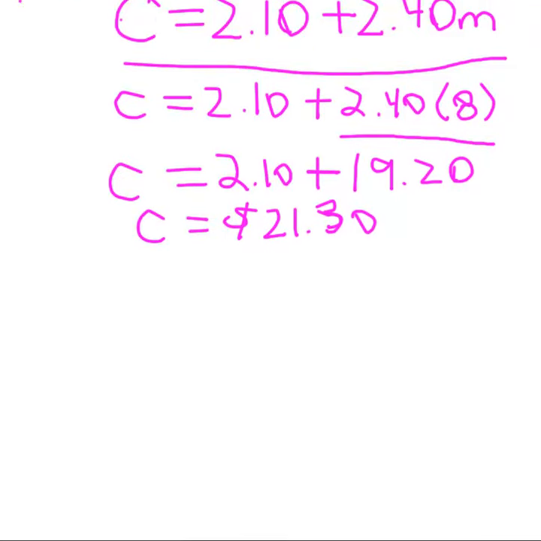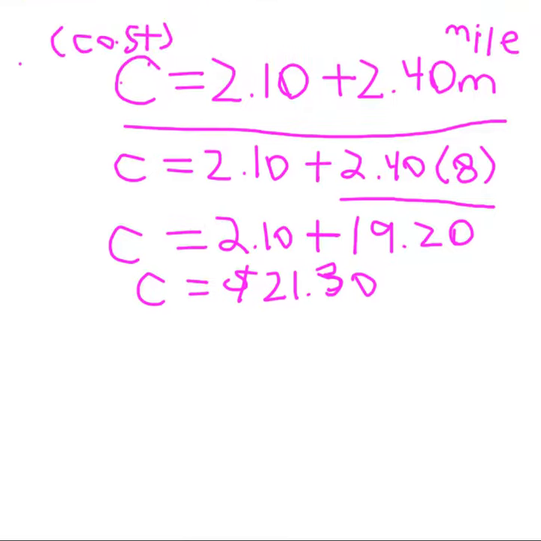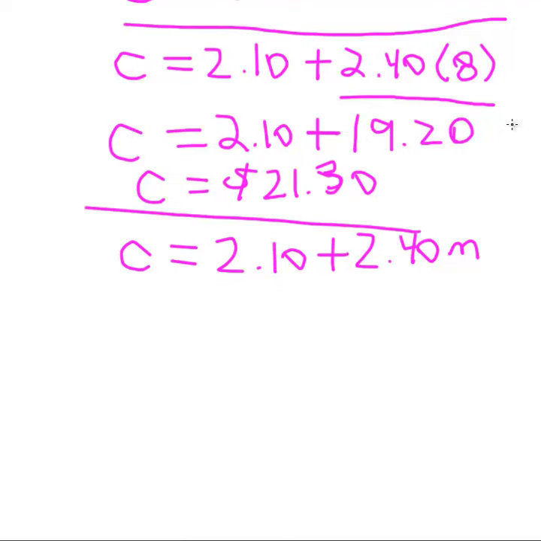Alright, let's take a look at one last problem. The problem reads: how many miles can you ride for a budget of $35 for the taxi? So here's our cash, and we know that we have 35 here. Let's rewrite our formula so we don't mess up. C equals 2.10 plus $2.40 times the number of miles. At this point, we have the cash, 35, and what we're trying to figure out is the number of miles we can go.